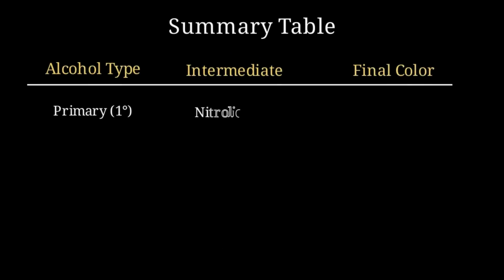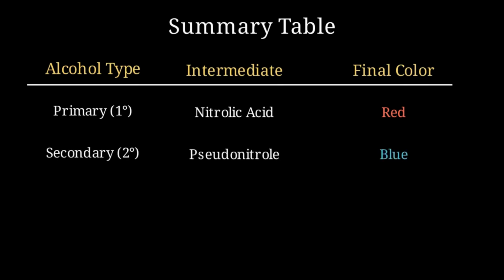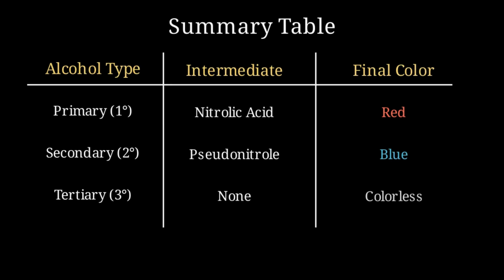To summarize, remember the mnemonic RBC. Red for primary, blue for secondary, and colorless for tertiary. This sequence corresponds to the decreasing number of alpha hydrogens available for reaction with nitrous acid.